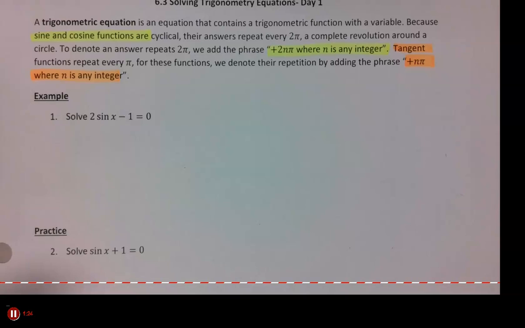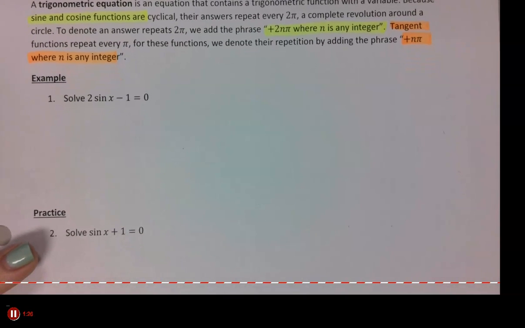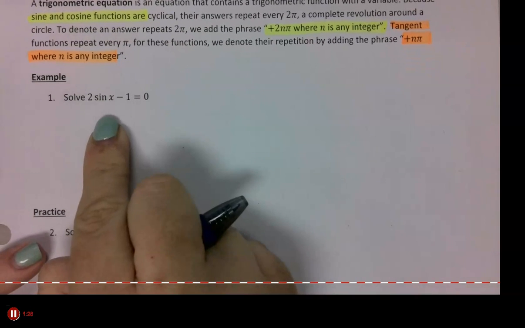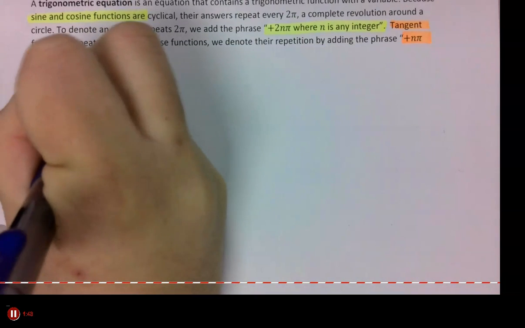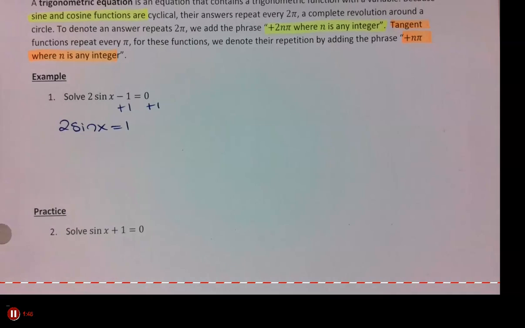Okay, so number one, I want to solve this like a normal equation, and I'm going to pretend like sine x is just a regular x. How would I solve this? How would I solve it if it had an x instead of sine x? Add 1. Then what?